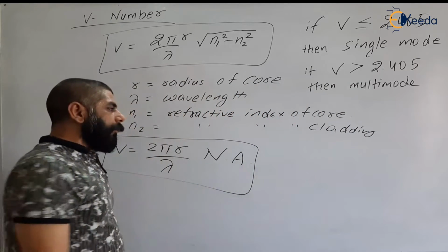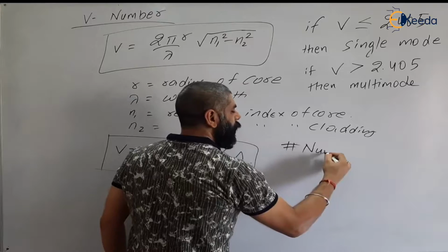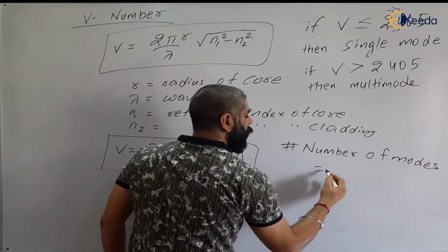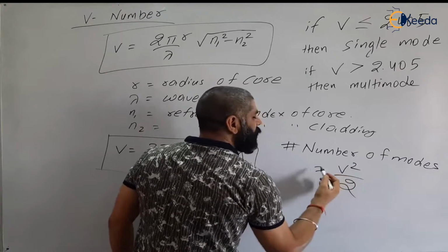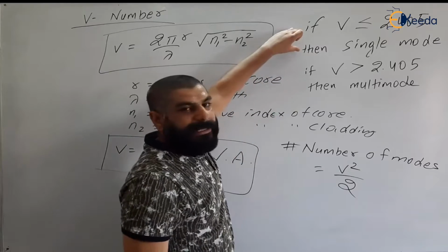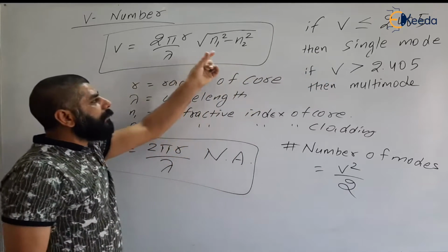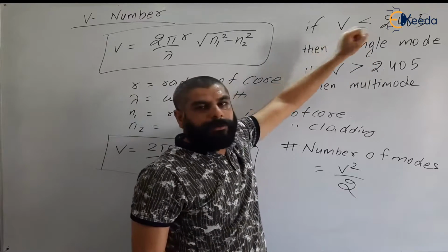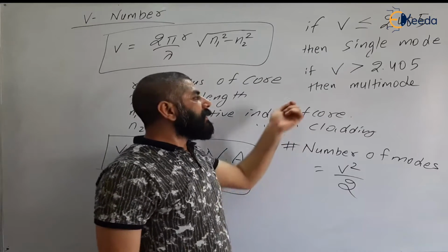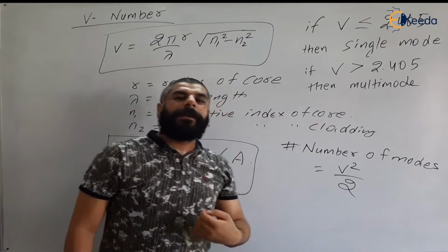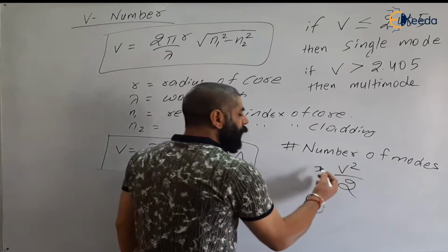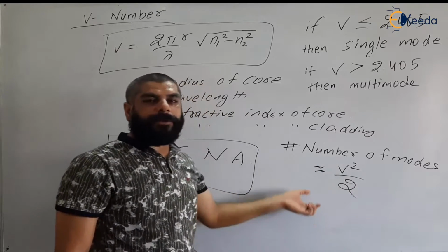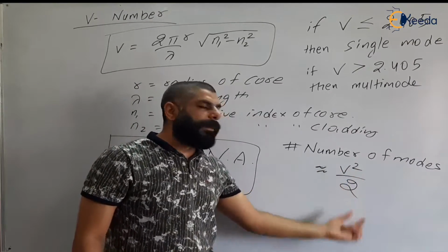To calculate the number of modes, another formula: number of modes is approximately equal to V square by 2. So we can determine whether it is single mode or multi-mode. If we calculate the V number and its value is greater than 2.405 or less than or equal to 2.405, we can tell about single mode or multi-mode. If we have to calculate the number of modes, it is approximately equal to V square by 2. So we can tell 10 modes, 8 modes, whatever the value of V square by 2 comes.